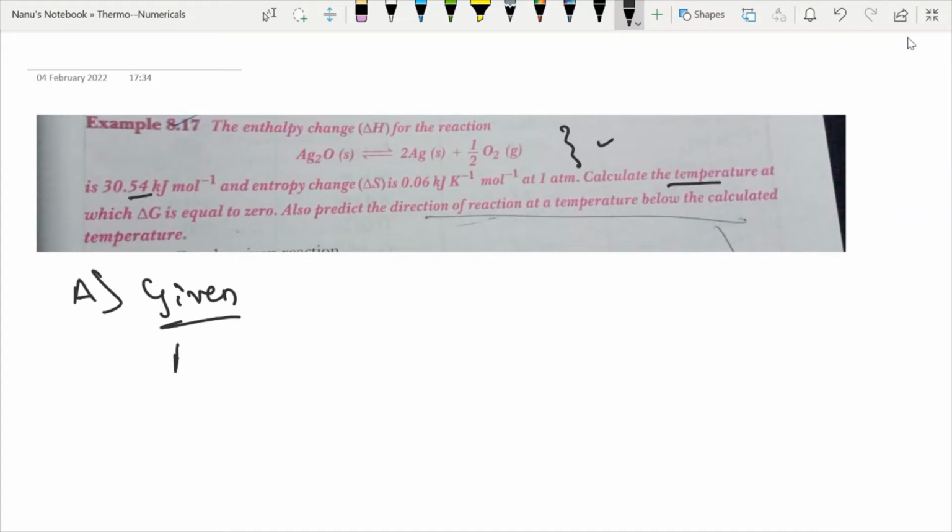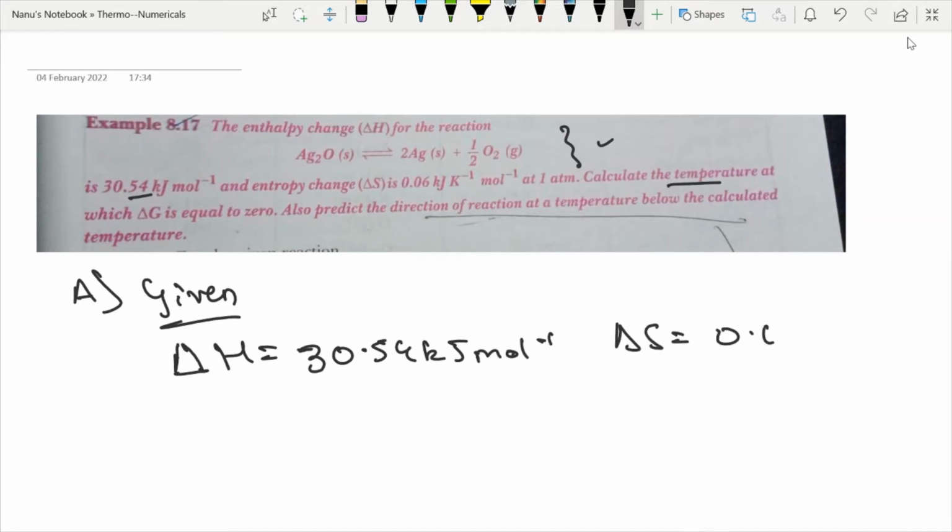If you are very confident about this problem, you can pause the video and do it on your own. Del H is 30.54 kilojoule per mole. Del S is given as 0.06 kilojoule per Kelvin per mole, right? And pressure is given as 1 or 2. So we don't need pressure actually in this. Calculate the temperature at which del G is equal to 0. Del G has to be 0. It means an equilibrium position.